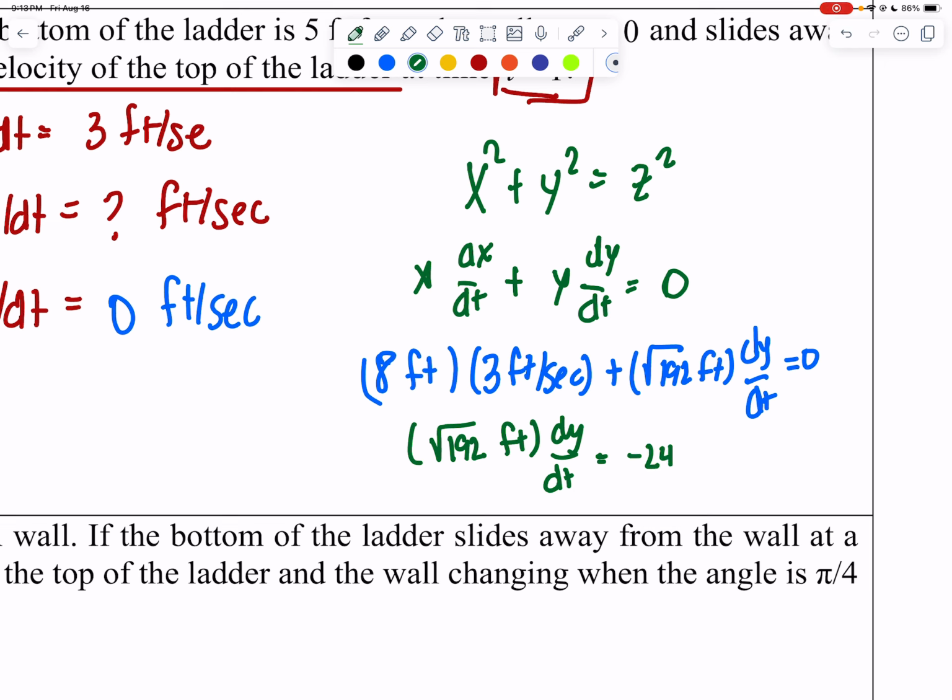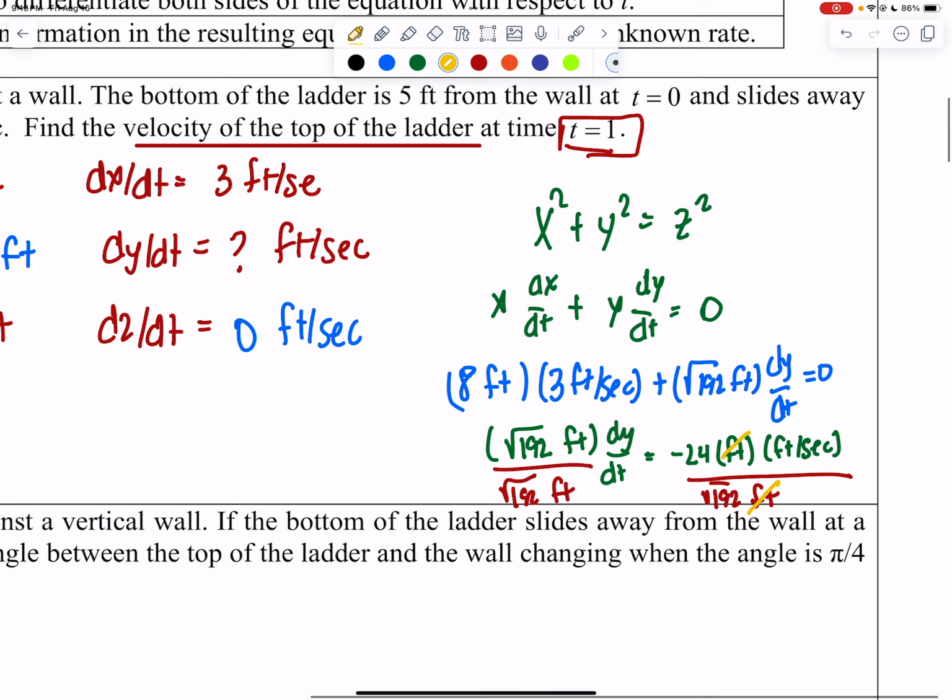Negative 24 feet per second, and then I'm going to divide by root 192 feet. If I divide by root 192 feet, you'll notice that the feet will go away, and I'm left with feet per second, which is what we want as my rate. So then I have dy dt being negative 24 over root 192 feet per second as my unit.